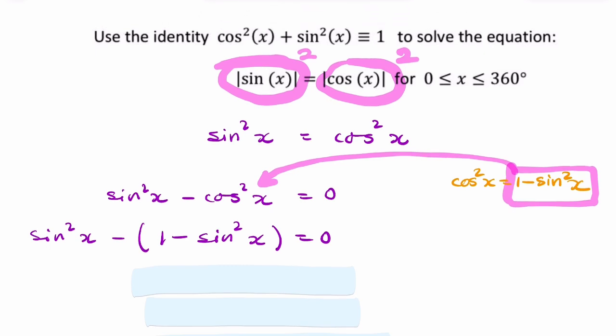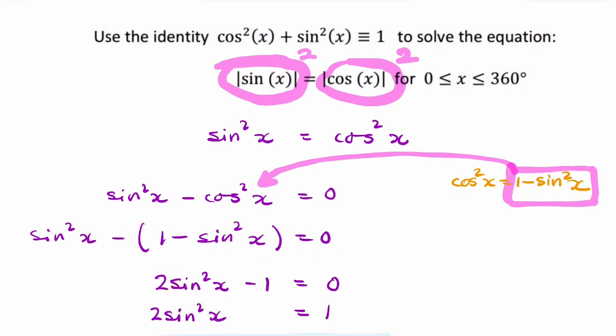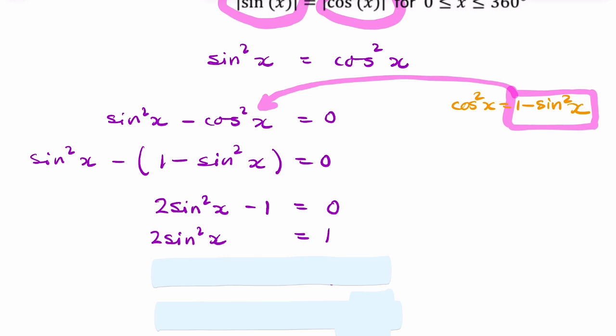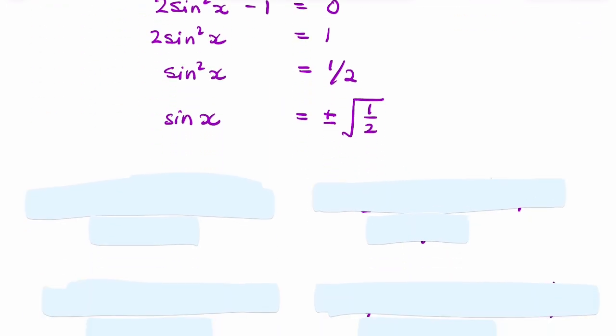So if you multiply the minus 1 by both of these, you can remove the brackets, and the minus becomes positive. Sine squared and sine squared becomes 2 sine squared. Then you can move the minus 1. You have an equation where you can easily solve it. Divide both sides by 2, then take the square root of both sides, remembering to take both positive and negative answers. So now we have something that's familiar and easy to solve.